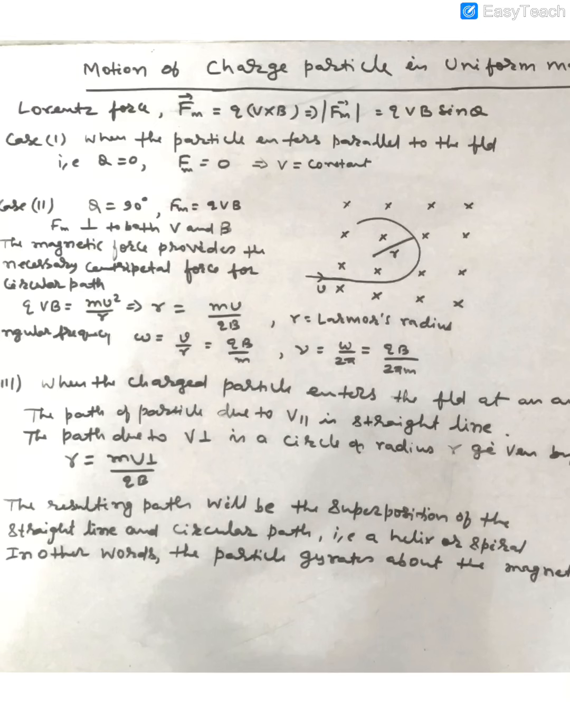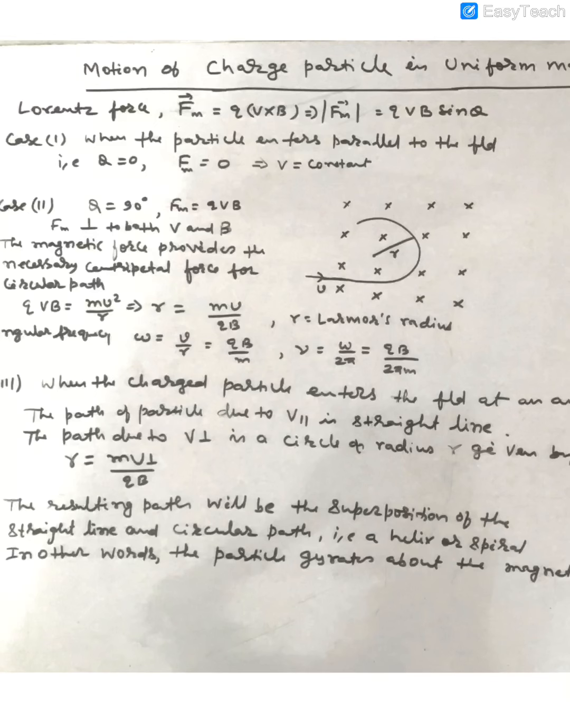Therefore, the velocity of the particle will remain constant. So the particle will be undeflected. The second case is when the particle enters the magnetic field in a direction perpendicular to the field.